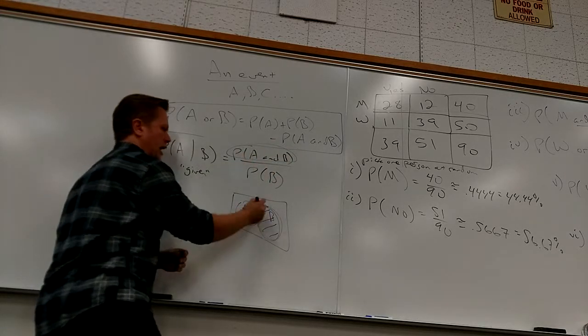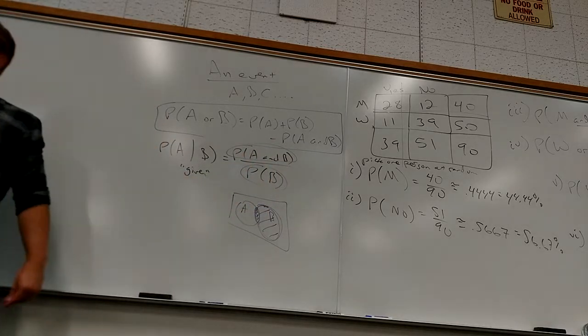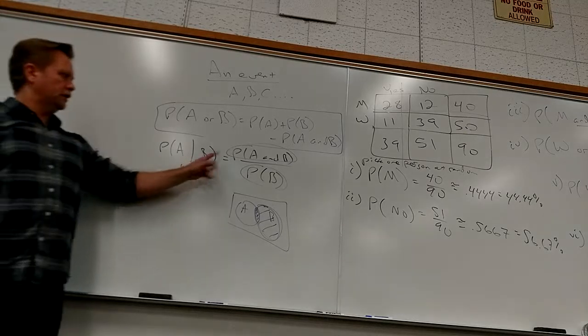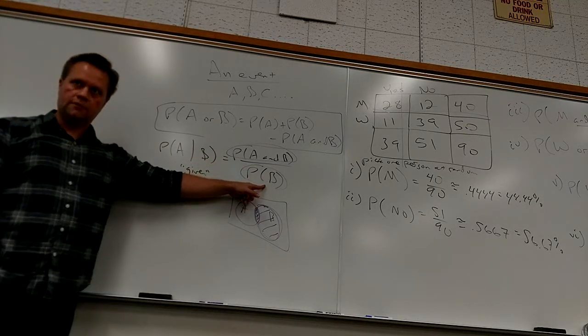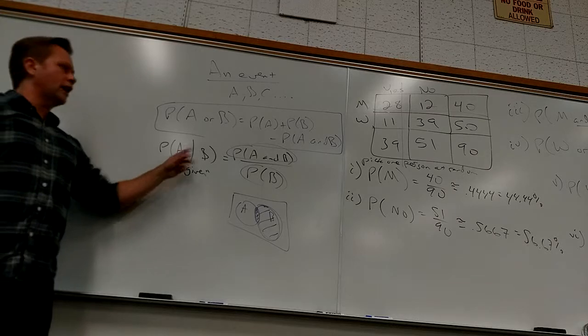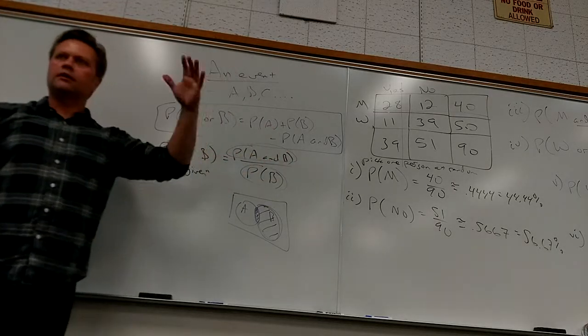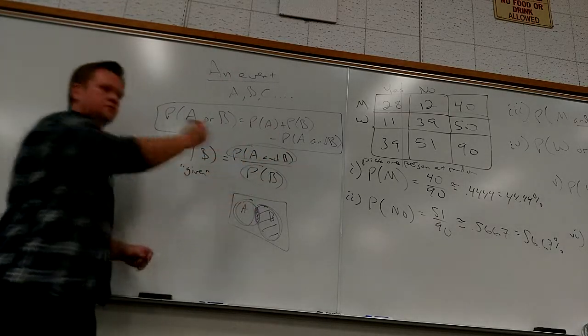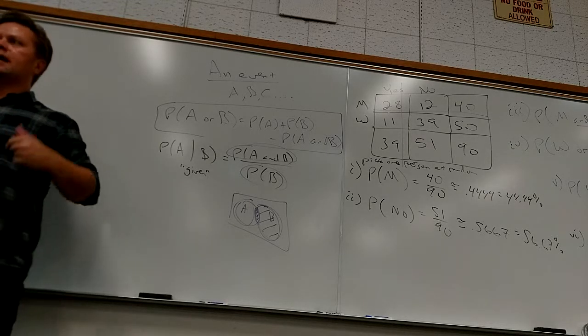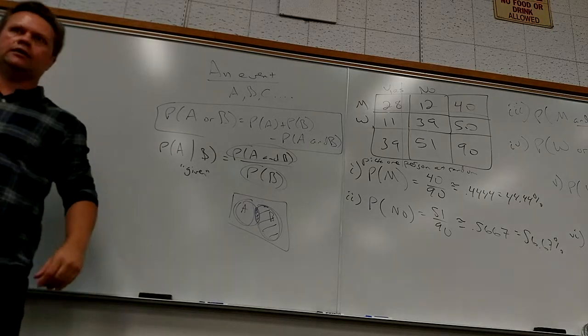Out of how many things could have happened? Given that it's B, the things in B go down to the bottom. The only way it could also be A is if it's A and B, because I know that B happened. What do I throw out? All this. That has no chance, because it's not in B. B happened. If it's not in there, it has no chance.